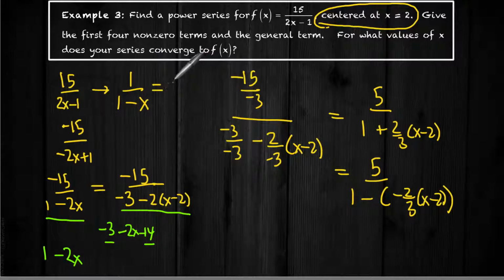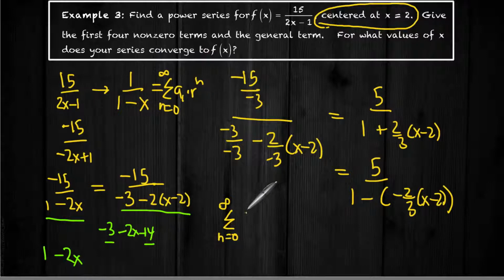Keep in mind a geometric series can be written as the summation from n equals 0 to infinity of A1 times R to the n. So our A1 is 5, so we'll write this as the summation from n equals 0 to infinity, and we'll put a 5 there, and our R is the whole term here in that place. So negative 2/3 times x minus 2, to the n. So that is our general term that they're asking for.